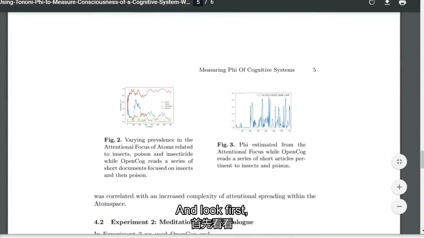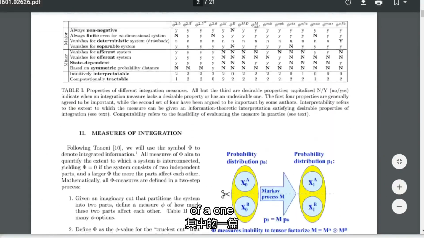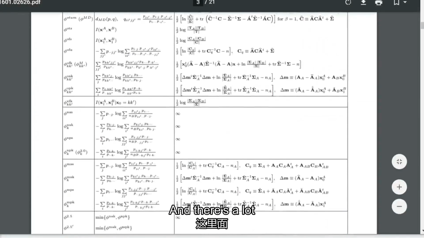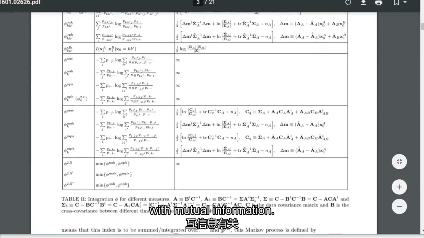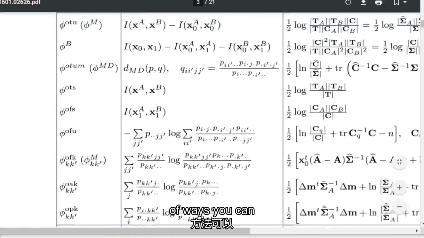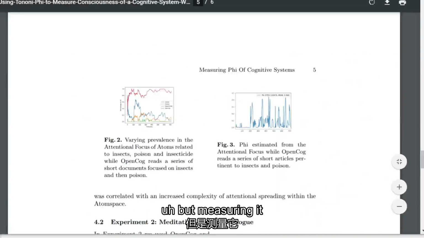And when you go and look first, what's this phi quantity? This is kind of one of these papers. It's very mathematical, actually, and there's a lot of information theory in there. So it has something to do with mutual information. There's a lot of ways you can calculate it, as you can see here on the left, and there's a lot of ways you can approximate it. So this is like a serious quantity, but measuring it is like super hard.